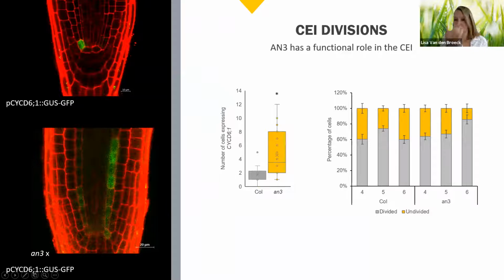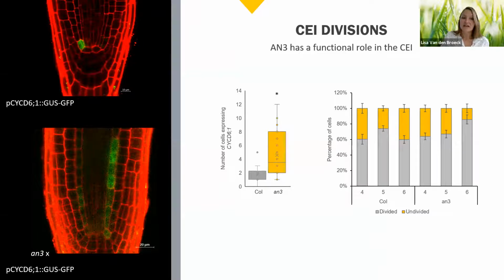So then we wanted to know, after confirming the role of AN3, whether it also plays a role in the CEI division. So we basically did the same experiments as we did for WOX5. We quantified the number of undivided and divided CEI cells. And we also crossed the AN3 mutant with our cyclin D6 marker. And we had similar results as for WOX5. So we got this extended expression pattern for the marker, and we had an increase in divided CEIs for the AN3 mutants. It's about 25% increase. So taken together, we propose that WOX5 and AN3 regulate CEI divisions.